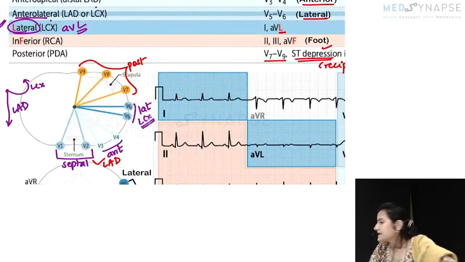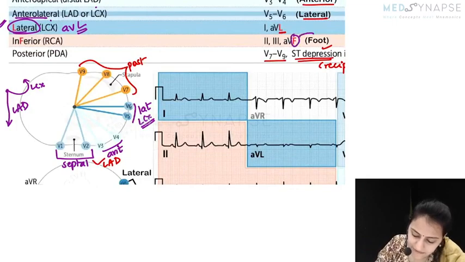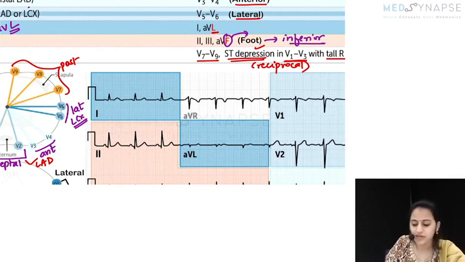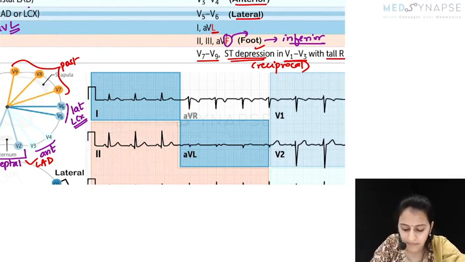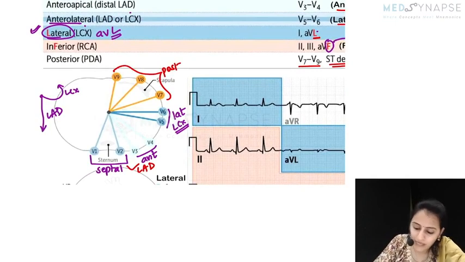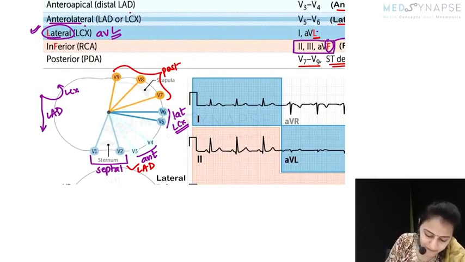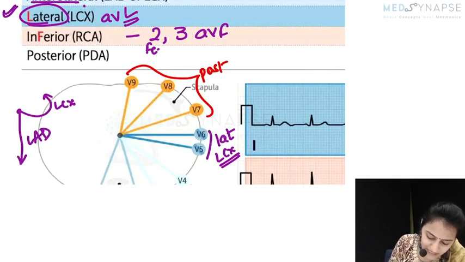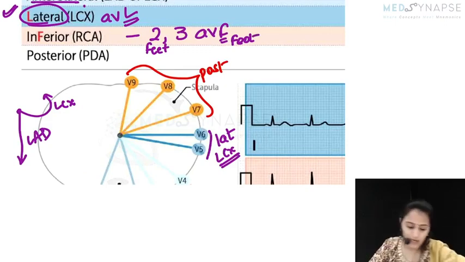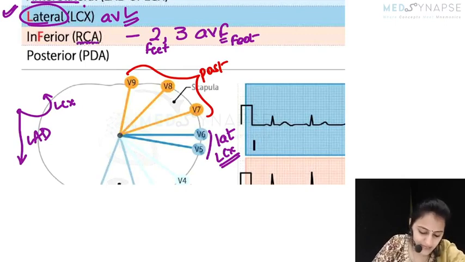And if it is the lead AVF, F stands for foot. Where is the foot? Inferior. So AVF is inferior wall MI, AVL is lateral wall MI. So in inferior wall, what leads show the ST elevation? 2, 3 and AVF. Remember, inferior is the feet. We have 2 feet and this is the foot AVF. 2, 3, AVF. What artery is inferior wall MI generally? RCA, right coronary.